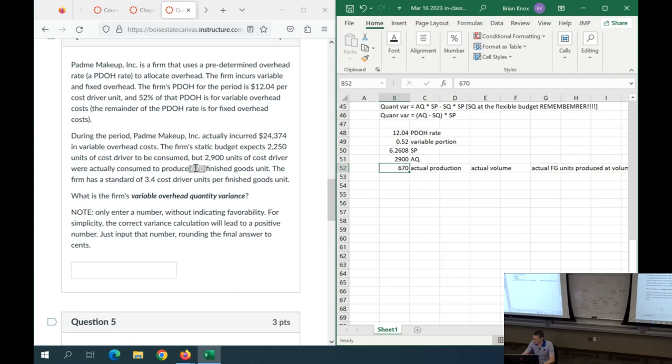Actual production volume is 670 finished goods units. And our standard, the same standard we use at the static budget time to create 2,250 as our static budget standard quantity, is 3.4 cost driver units per finished goods unit. So we can take this 3.4 and multiply it by the actual production, and that's our flexible budget standard quantity. Use this one.